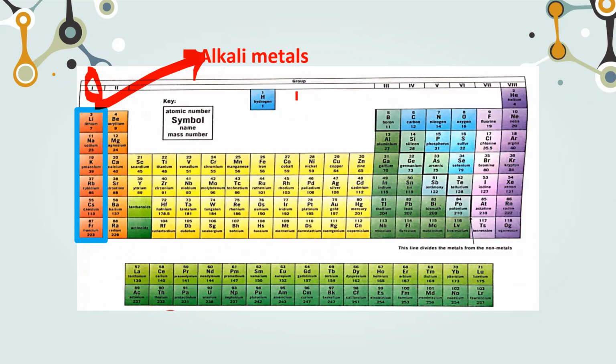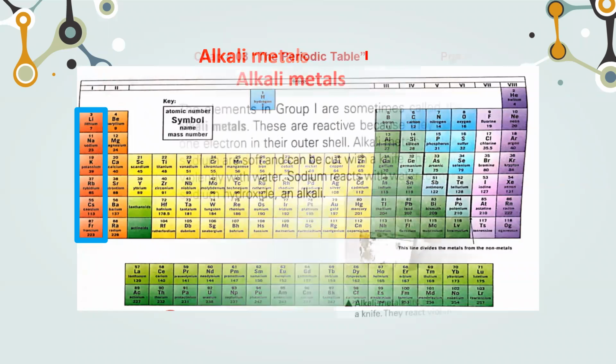Let me repeat all the names of the elements: lithium, sodium, potassium, rubidium, cesium, and francium. All these are the 6 elements that belong to group 1, and they are so called alkali metals. If somebody asks what you know about the alkali metals, you will say that all the elements that belong to group 1 are the alkali metals. Why are they so called? Because they contain only 1 electron in their outermost shell.